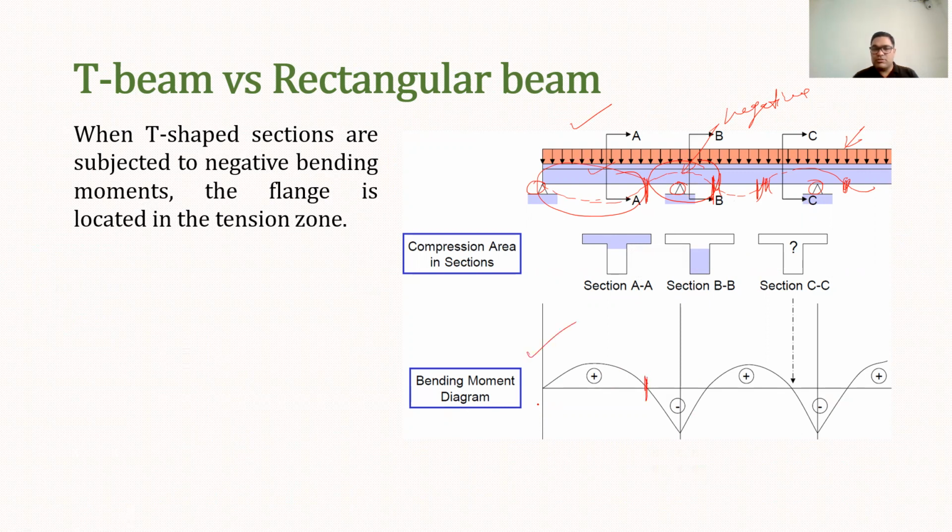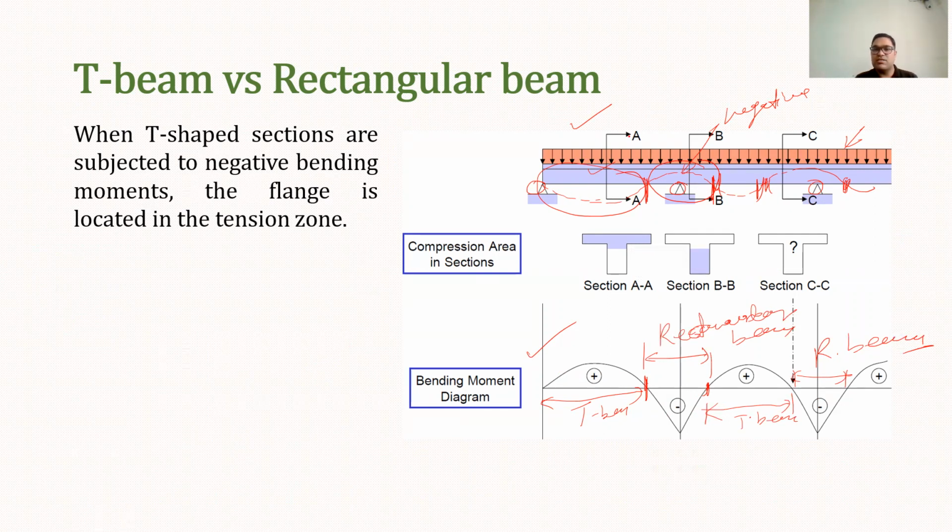So up to this portion, our beam is behaving as a T-beam, and up to this portion, because negative moment is in between this, here it is behaving as a rectangular beam. Similarly, from this region to this region, it is again behaving as a T-beam, and from this region to this region, it is behaving as a rectangular beam. So that is what we are required to understand, where our beam will behave as a T-beam.